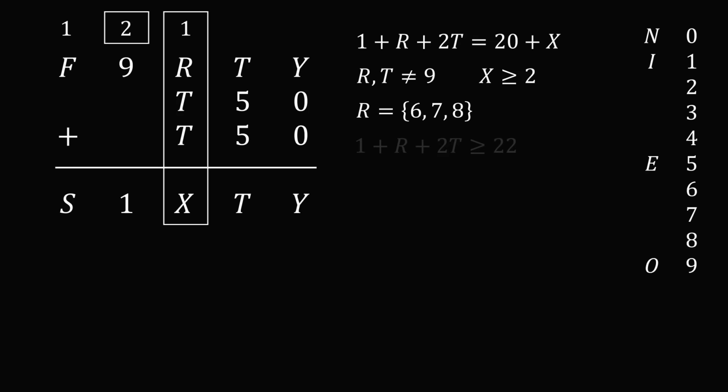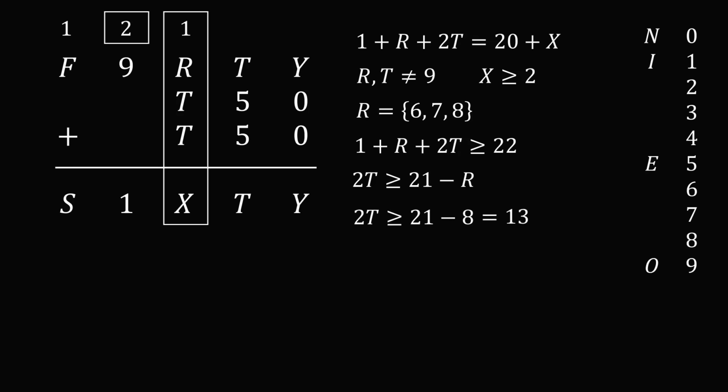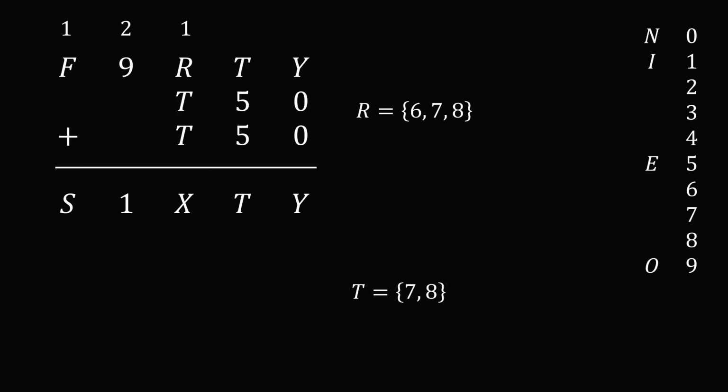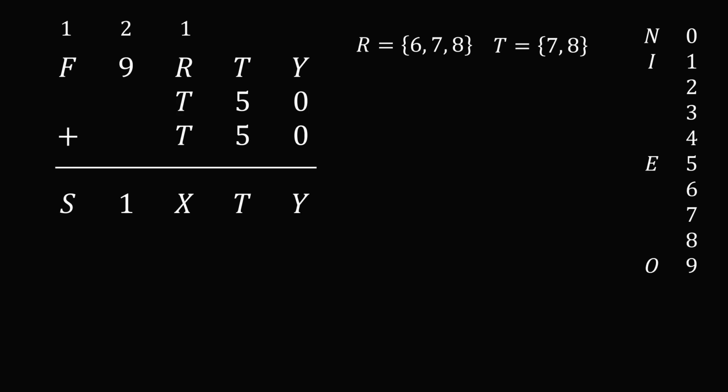So going back to this equation, 1 plus r plus 2t is greater than or equal to 22. We know that 2t must be greater than or equal to 21 minus r. And we know that r can be 6, 7, or 8. So if we subtract the maximum value of 8, we then have that 2t is greater than or equal to 13, which means t must be greater than or equal to 7. So the only possible whole digits for t would be 7 and 8. So we know that r has to be 6, 7, or 8, and t has to be 7 or 8.